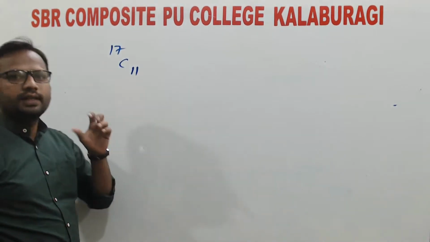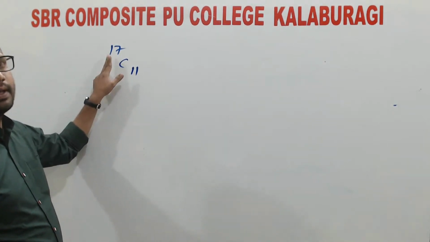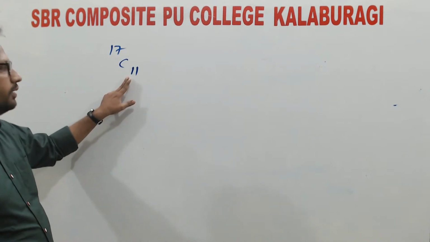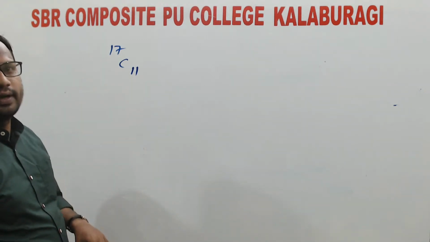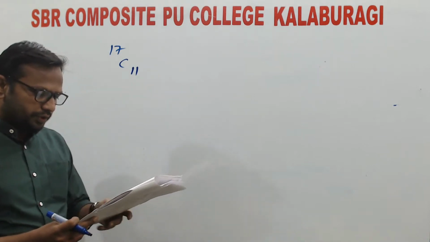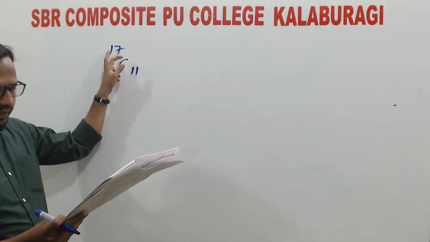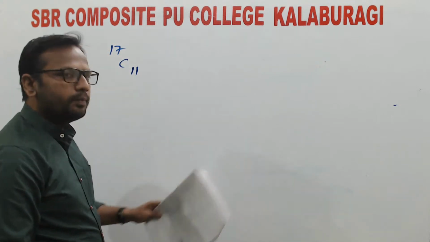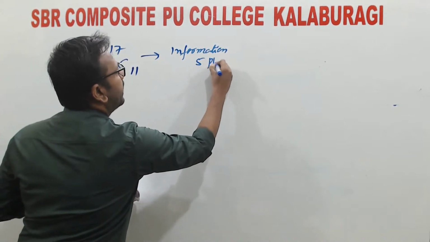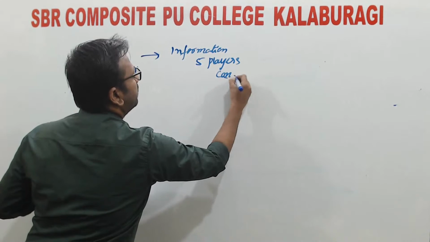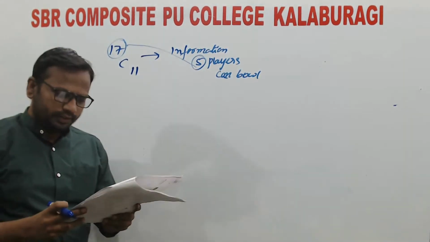So I should choose 11 players for the cricket team from how many here? 17. They have provided 17 players' information there. So I have to form a cricket team, which means 11 must be included there. So in this way I have to make the selection, but they have provided some other conditions further. See the question here. In how many ways can one select a cricket team of 11 from 17 players in which only 5 players can bowl? They are giving the information that in these 17 players, 5 players can bowl, right?